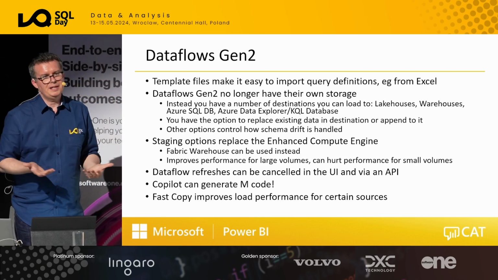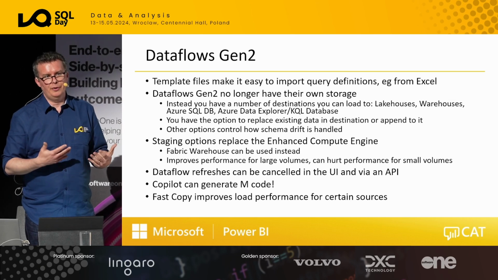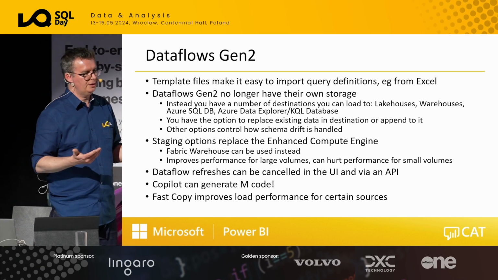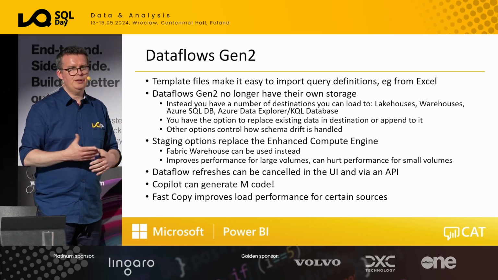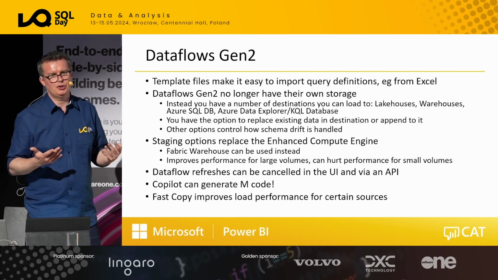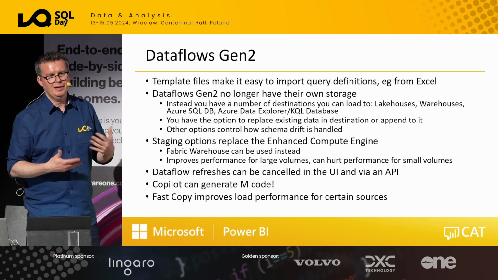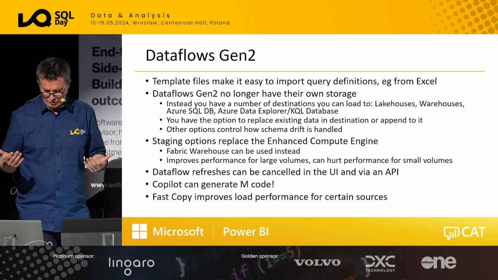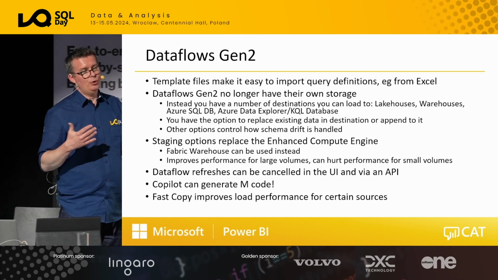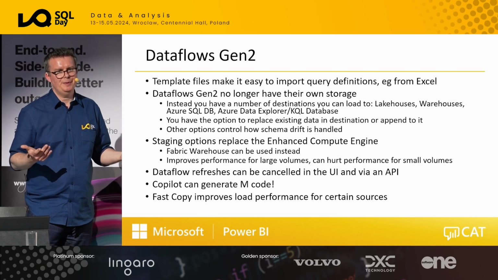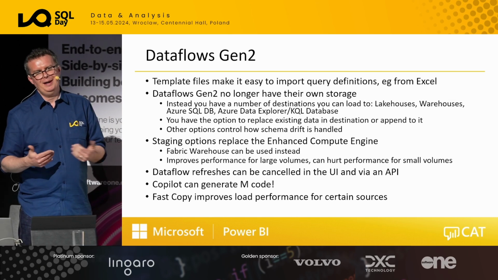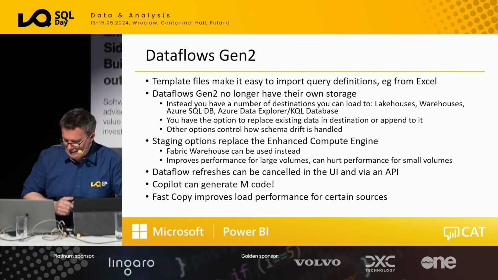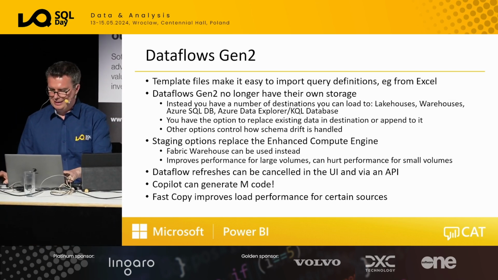This integration also means that we can move on from what used to be called the enhanced compute engine in Dataflows Gen 1, which was a premium feature. And with Dataflows Gen 2, rather than using some mysterious thing called the enhanced compute engine, Dataflows Gen 2 can make use of lakehouse and warehouse compute inside Fabric to improve the performance of your transformations. And of course, no presentation would be complete without a reference to Copilot, and Dataflows Gen 2 bring Copilot as well. So let's have a look at what's new in Power Query in Dataflows Gen 2.